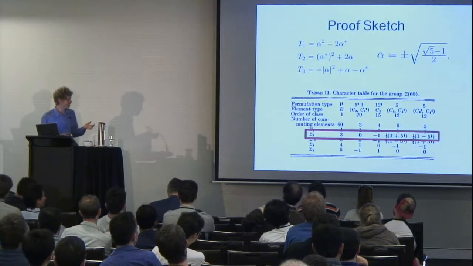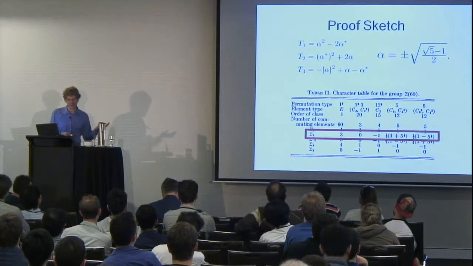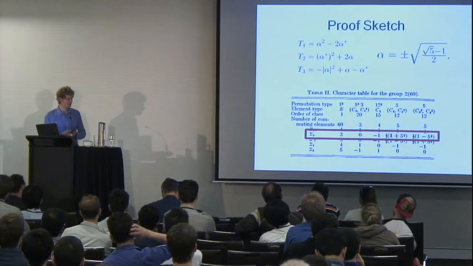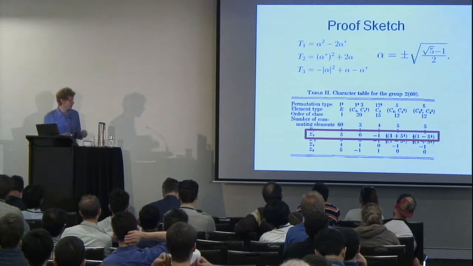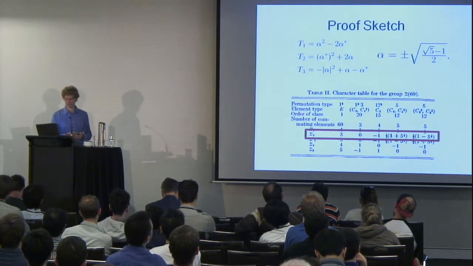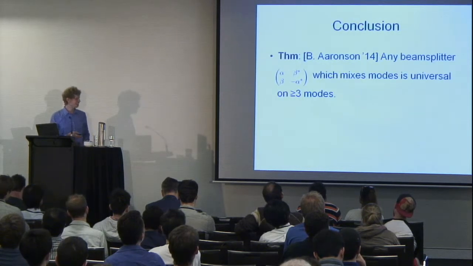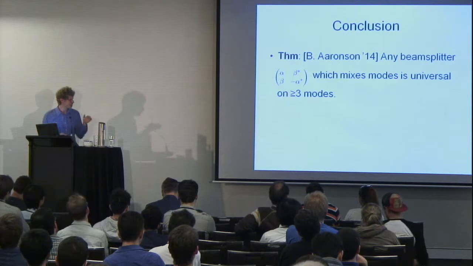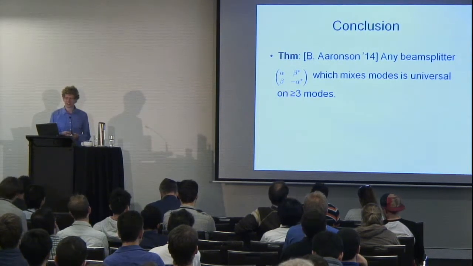So the proof continues similarly. We just do this for every irrep of every group. And eliminating the later irreps can become quite involved, but they all have similar flavors to this sort of proof. All right. So in short, we've shown any beam splitter which mixes modes is universal for linear optics.